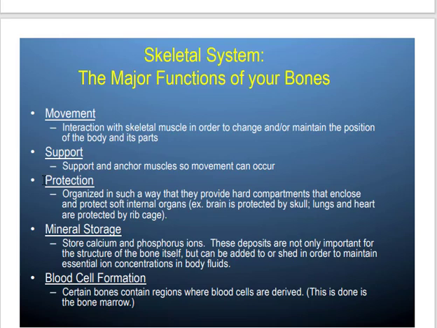And then finally, your bones are also responsible for certain kinds of blood cells being formed. This is what your bone marrow is doing. If you've ever heard of something like a bone marrow transplant, this is why that might be important. It's because parts of your bones are helping to form blood cells.